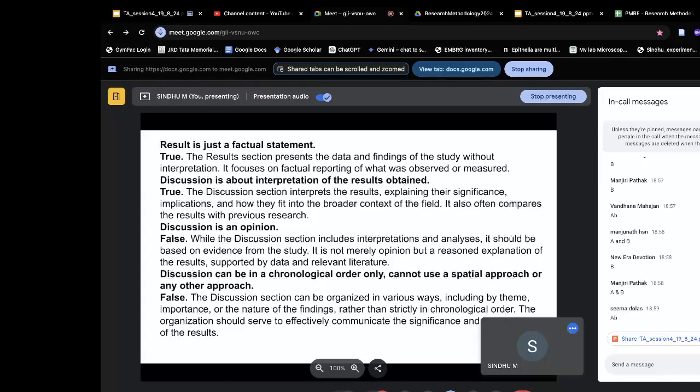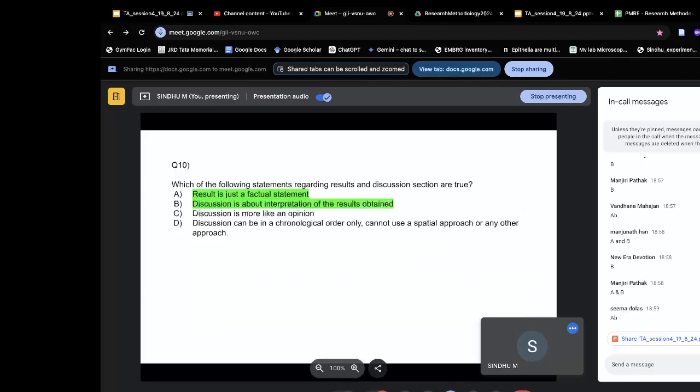Okay, and option D, discussion can be in chronological order only. Based on the results that we get, we can put together the results in a different order in order to explain them. So option D is also not correct. Only A and B are correct.